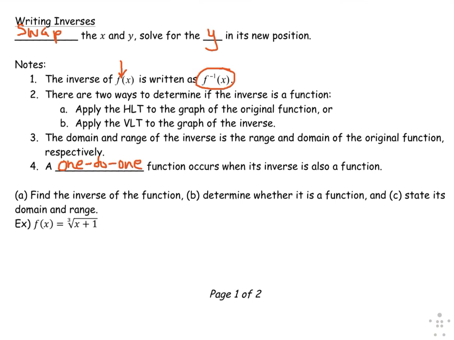Moving to our first example, find the inverse of the function. So we'll swap x and y and solve for the y in its new position, and then use this inverse notation for the function to mark what we found in relation to the original, and then determine whether it is a function and state its domain and range.